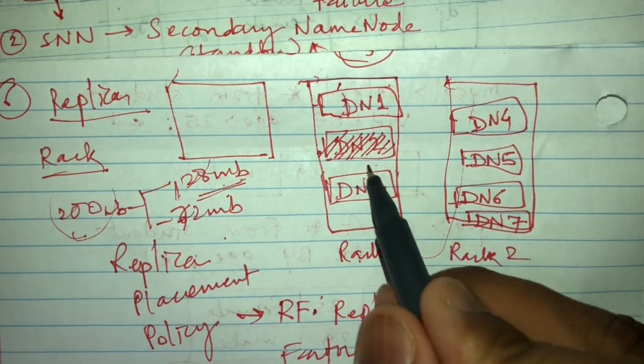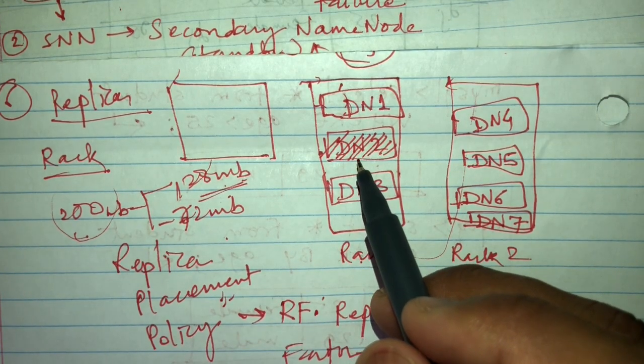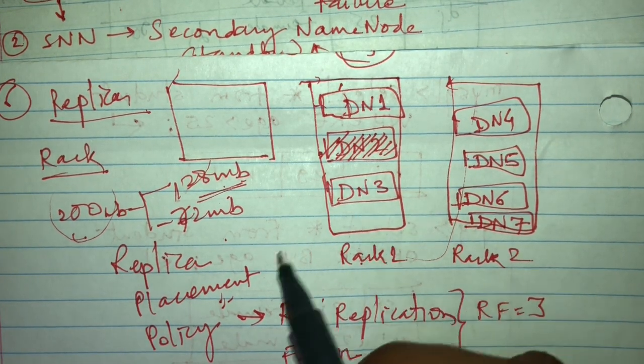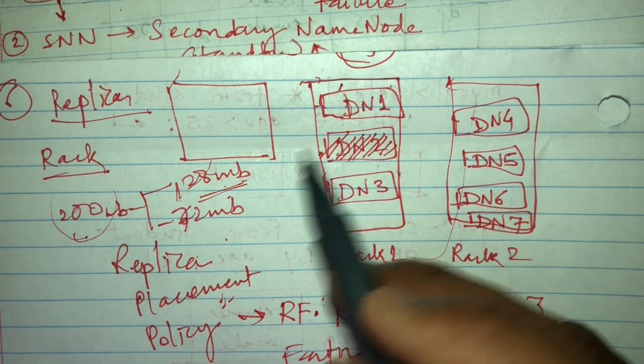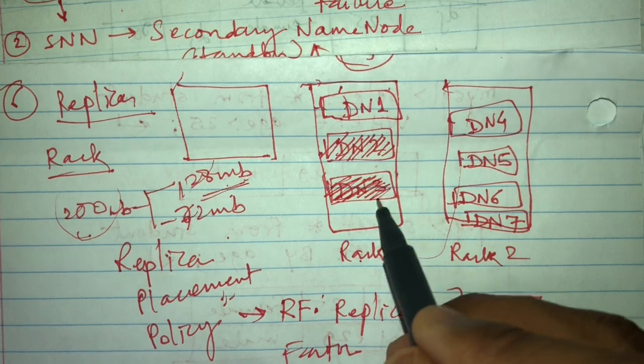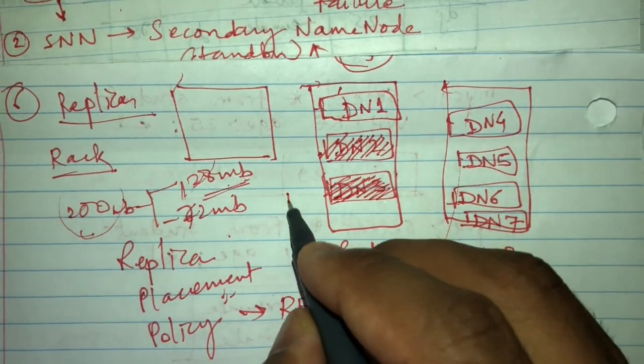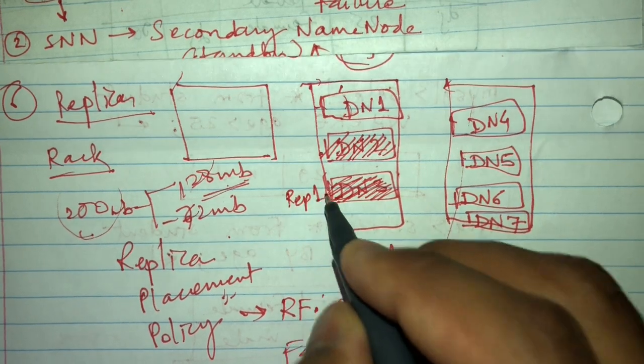According to this policy, the first replica of the original block is in the same rack but in a different data node. So this is my original block, and this will be my first replica. I will call it replica 1.